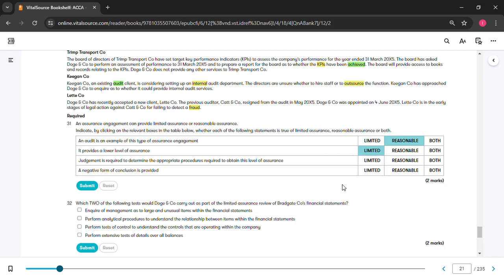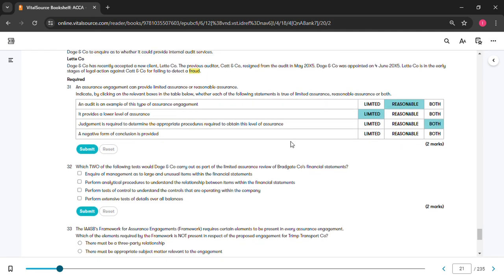Is it okay? Is it based on the procedures? Yes, based on the procedures, you will have either limited or reasonable. Is it clear to you? Yes, sir. Okay, fine. Some questions will need you to understand something more, and it will happen, so don't worry about that. A negative form of conclusion is provided: limited or reasonable or both? Limited.